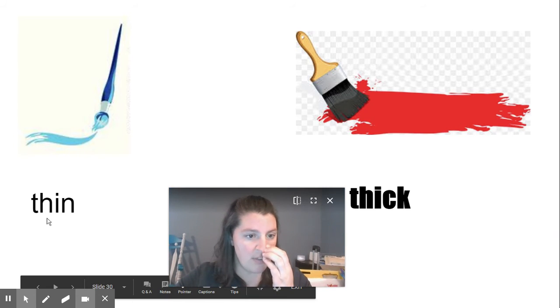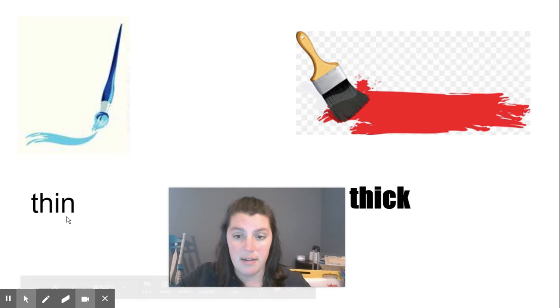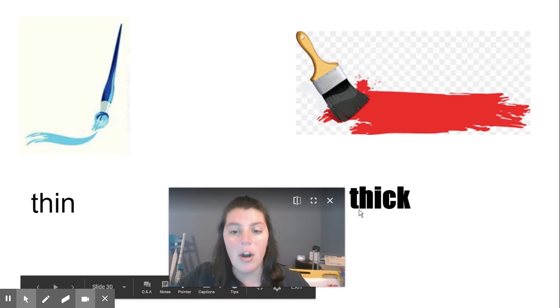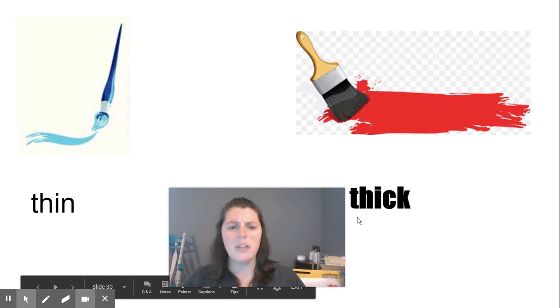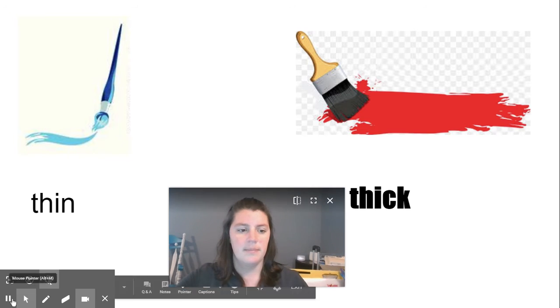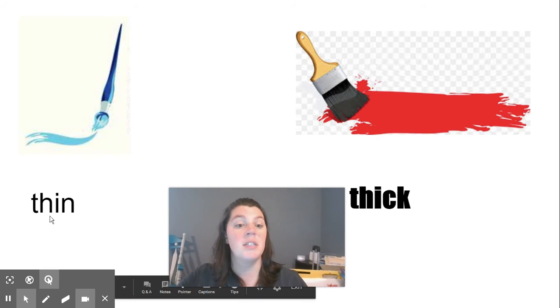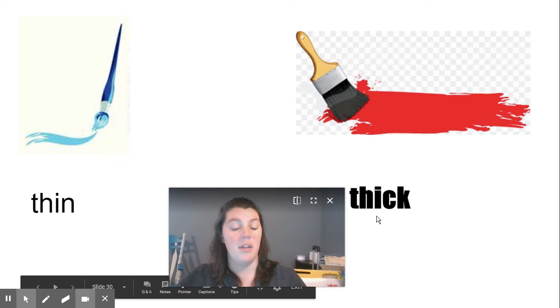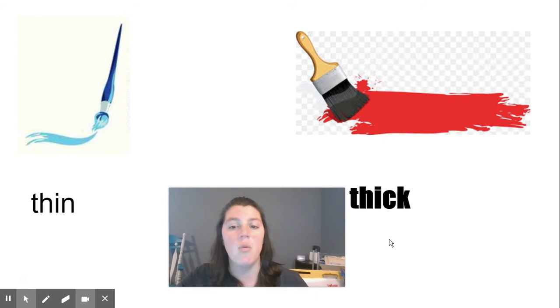Let's even look at these words. These letters I used here are thin. These letters are thick. Do you see how they look different? So we could use the words thin or thick. We might also say wide.